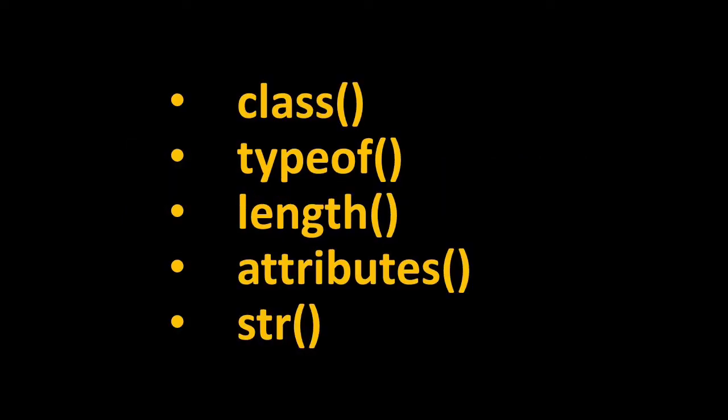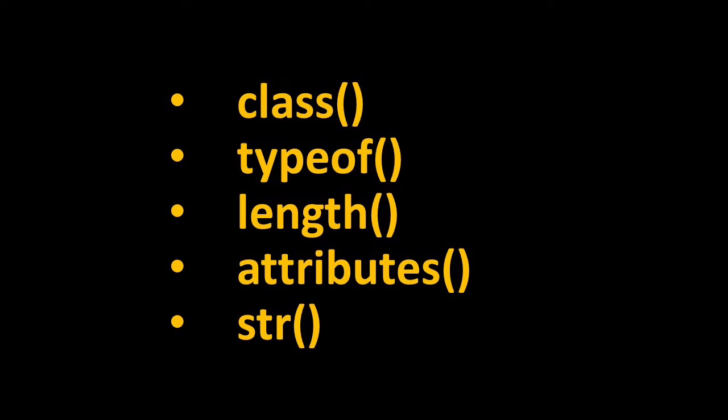To understand the characteristics of data frames, we can use the functions class, typeof, length, attributes and str. The class function will return the class of the data frame. The typeof function will return the data type of elements stored in the data frame. Length will return the number of elements in the data frame. Attributes will return additional information about the data frame. Structure will return the internal structure of the data frame stored in R.